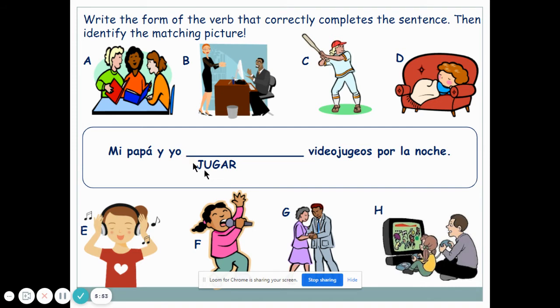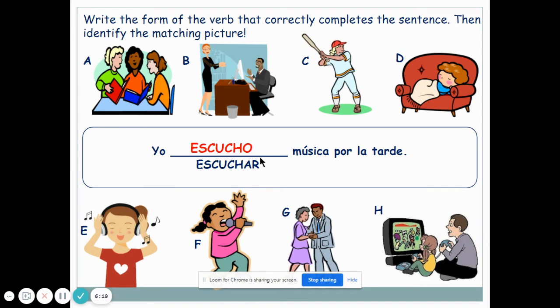Mi papá y yo jugar videojuegos por la noche. Drop the R, and because it's my father and I, it's we, it's nosotros, jugamos, ending, okay? Yo, we're referring to this one, escuchar, drop the R. Yo escucho música por la tarde.